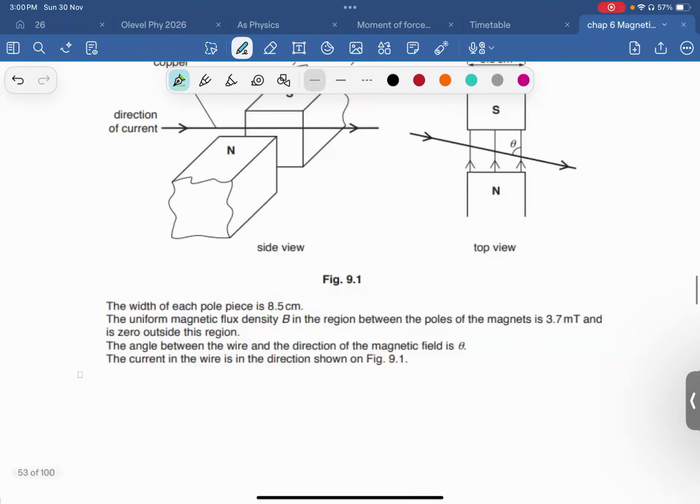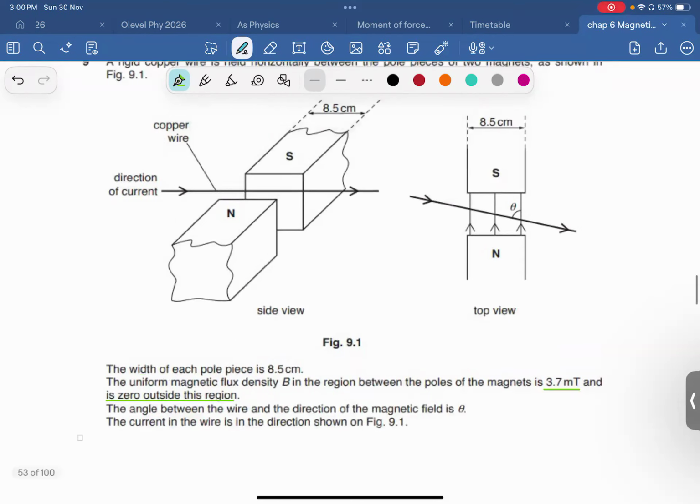Sir, read further down. The width of each pole piece is 8.5 centimeters. The uniform magnetic flux density B in the region between the poles of the magnets is 3.7 and is 0 outside this region. The angle between the wire and the direction of the magnetic field is theta. The current in the wire is in the direction shown in figure 9.1.